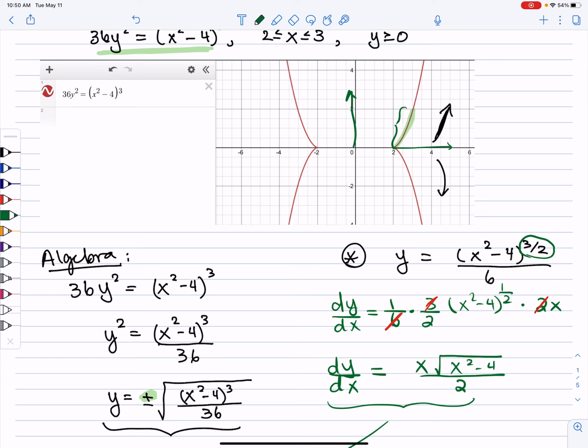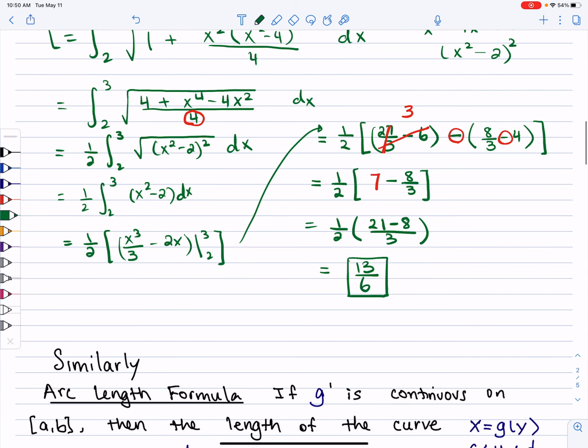So the exact length of the curve from 2 to 3 for the x values and positive y values is equal to 13 over 6.